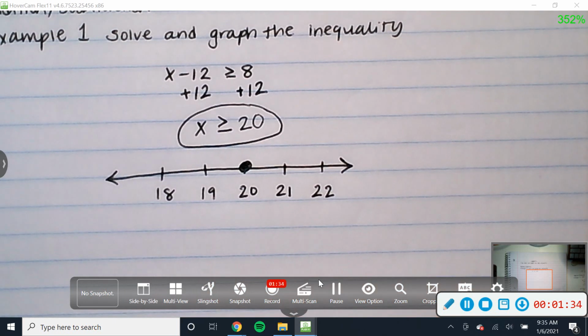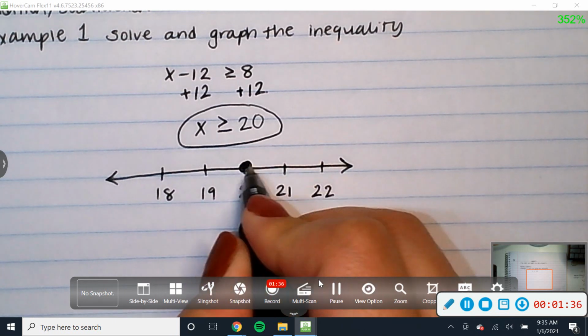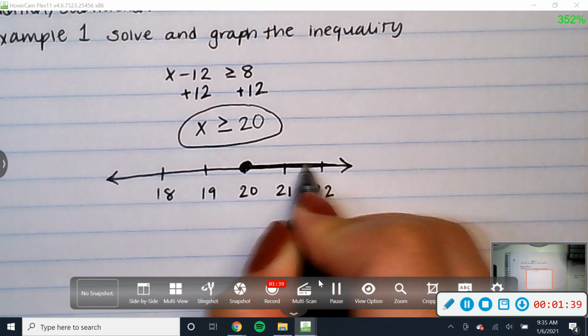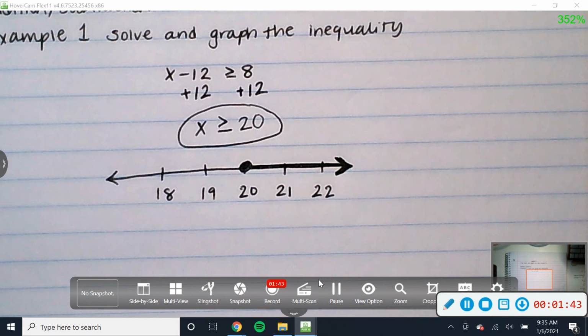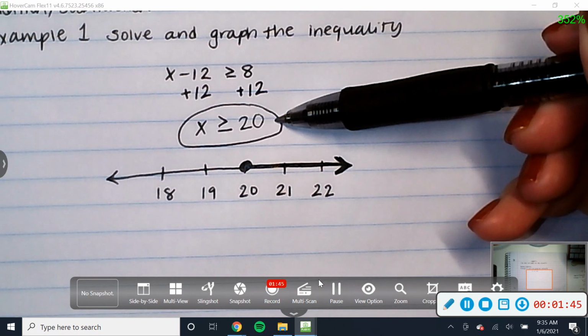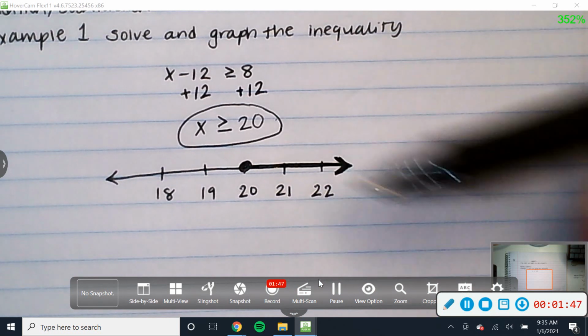And then it should be going to the right because we want numbers that are greater than 20. So over here are the numbers greater than 20. So I'm going to draw my arrow to the right. And this would be my final answer. This is the solved inequality, and this is my graph.